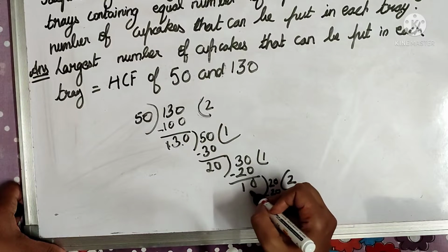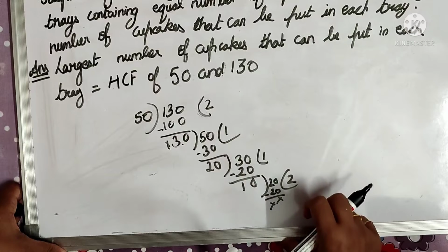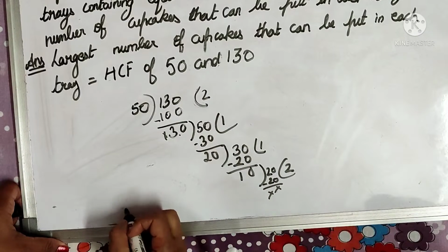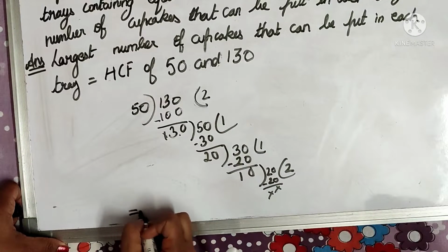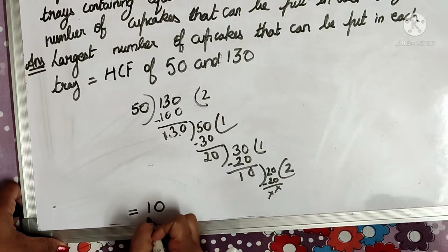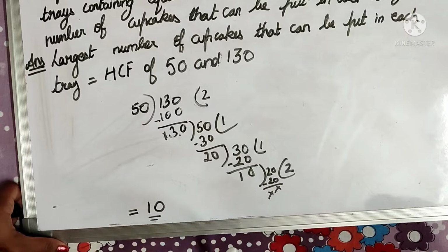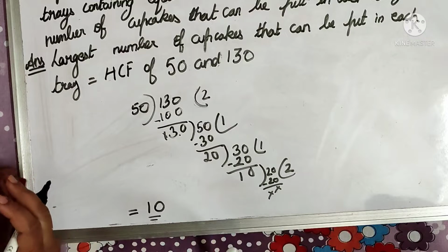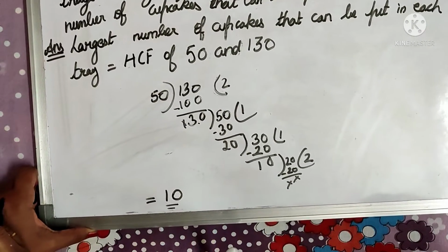What is the last divisor I got? I got the divisor 10. So what will be the HCF of 50 and 130? It is equal to 10. So 10 is the largest number of cupcakes that can be put in each tray. In this way we find it.